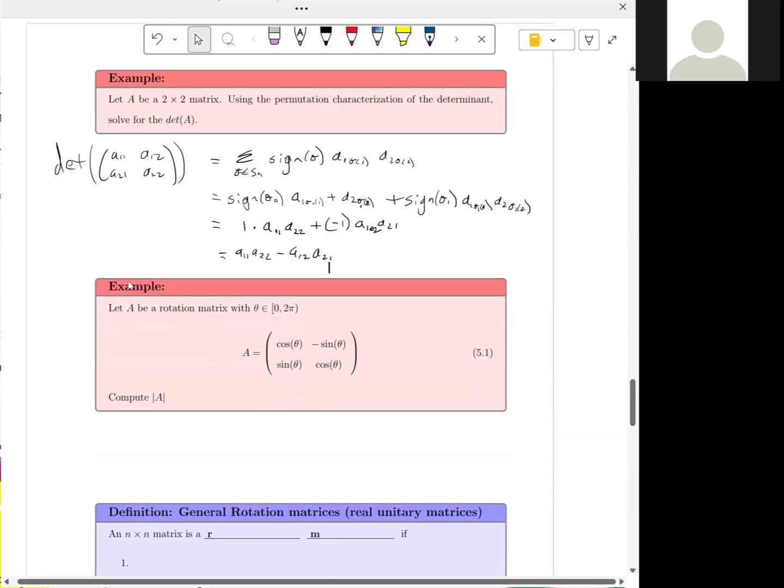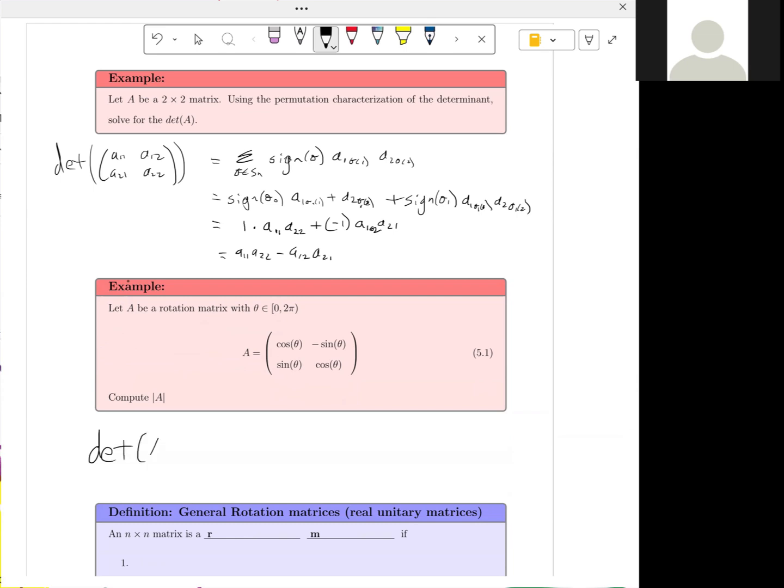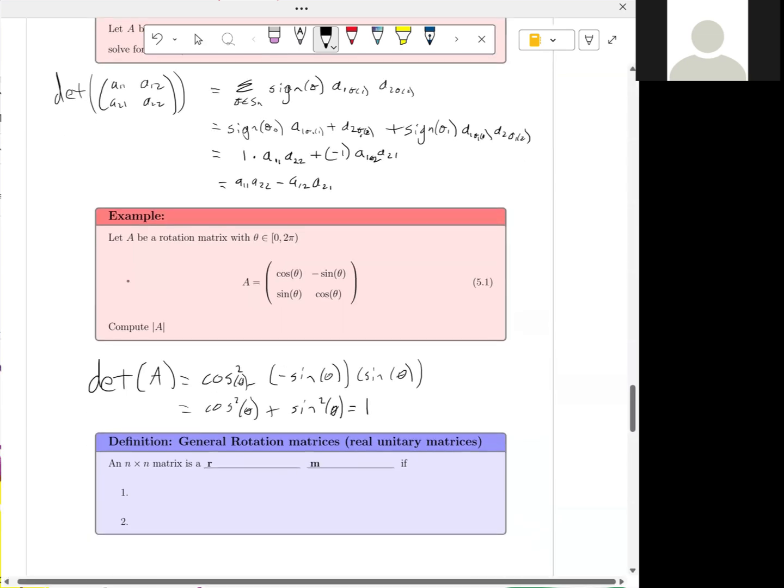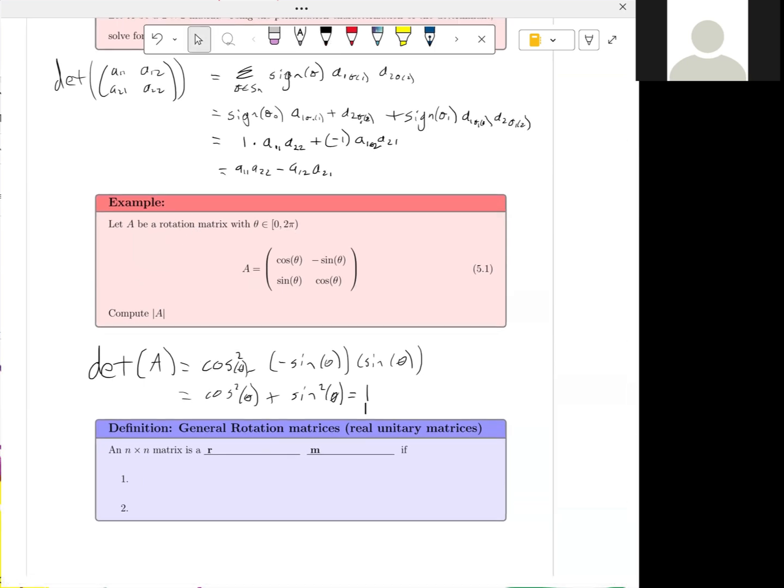Now that we have our definition of the determinant, we can compute the determinant of our rotation matrix. The determinant of A equals cos squared theta minus negative sine theta times sine theta, which equals cos squared theta plus sine squared theta, which equals 1. So the determinant for a rotation matrix is 1.